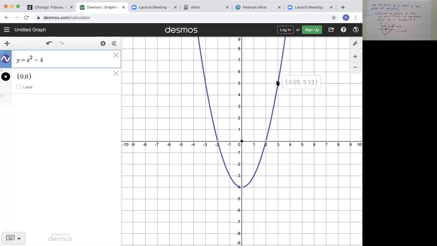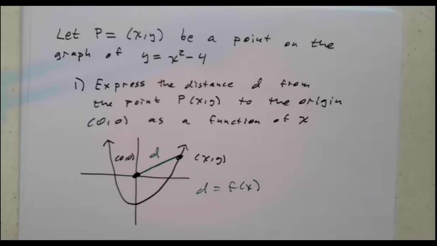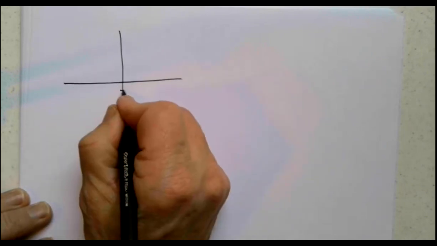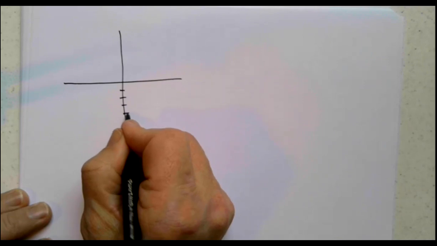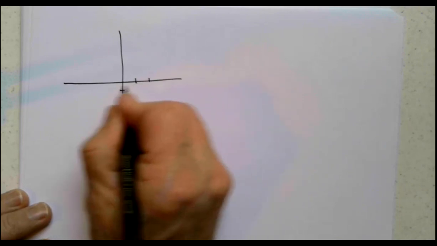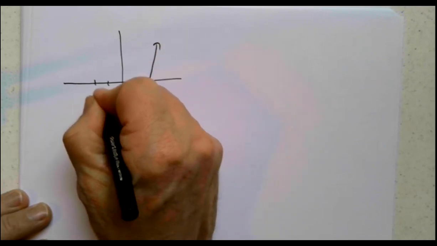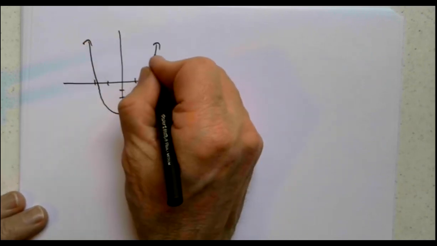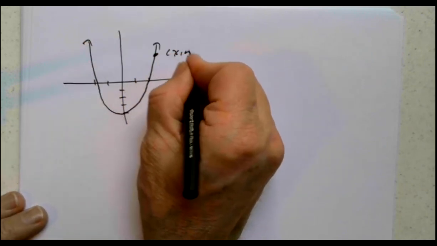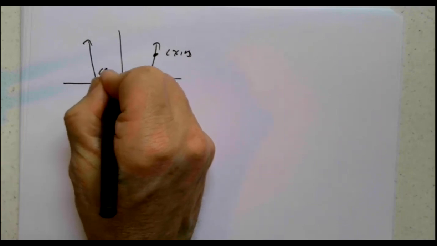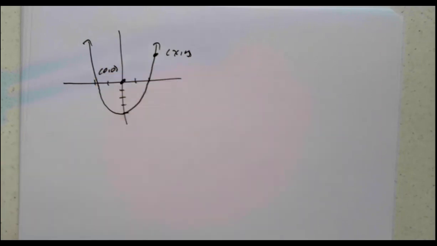But first off, just pick a generic point x, y. We want to find the distance from 0, 0 to x, y. Let me try to draw a better parabola this time. So from 0, 0 to x, y. If I pick a point up here, x, y, I want to find the distance from 0, 0. So 0, 0 is here. And again, here's our distance.